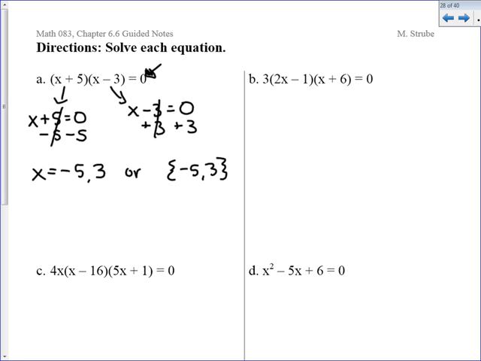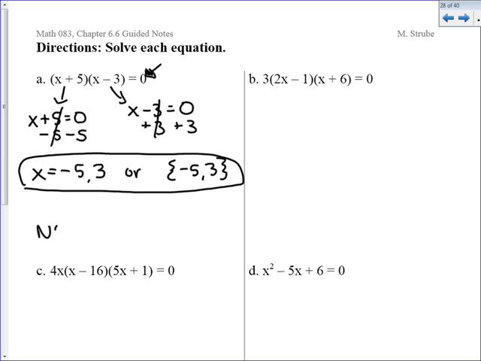Either one of those, you don't have to do both. Either one of those is acceptable. What I don't want to see is this. Because if you use regular parentheses, that says it's an ordered pair. One of them's x, one of them's y. We don't have x's and y's. We have all x's. So if you want to use a set, just make sure you use the squiggly brackets. If you can't draw them perfectly, just squiggly lines. Or just x equals the numbers. Either of those will work.